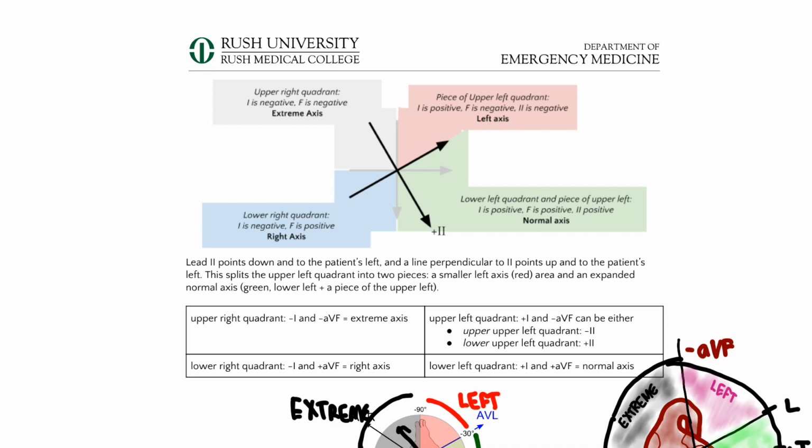So why don't you look at the 3 EKGs that we have and see if you can tell what the axis is.